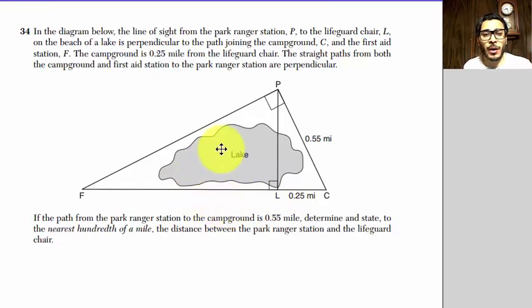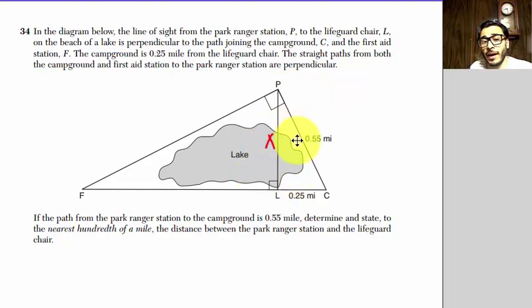All right, number 34. What's it say? If the path from the park ranger station to the campground is 0.55 miles, determine and state to the nearest hundredth of a mile the distance between the park ranger station and the lifeguard chair. So the first thing that they want us to solve for is the distance between the park ranger, which is point P, right? It says it right over here, and the lifeguard chair, so that's point L. So they want us to find this.